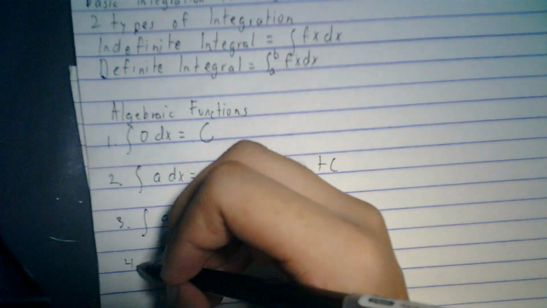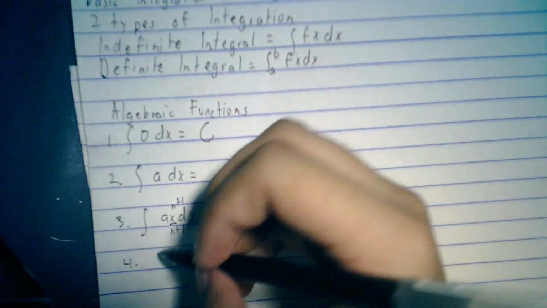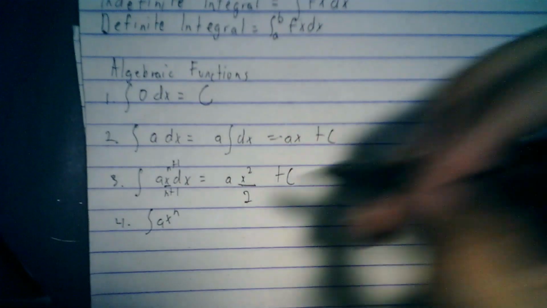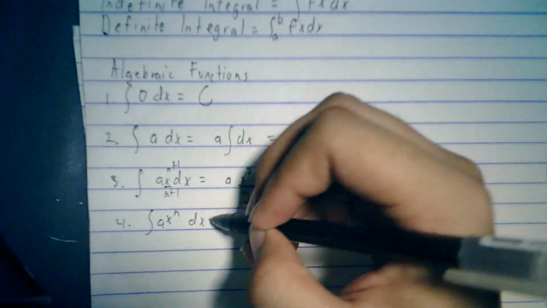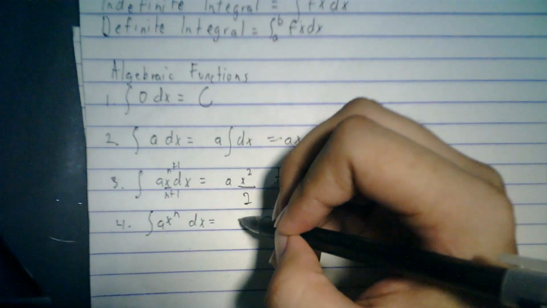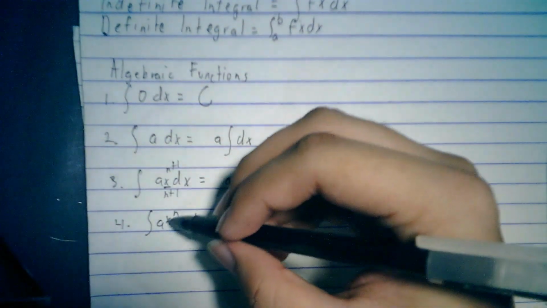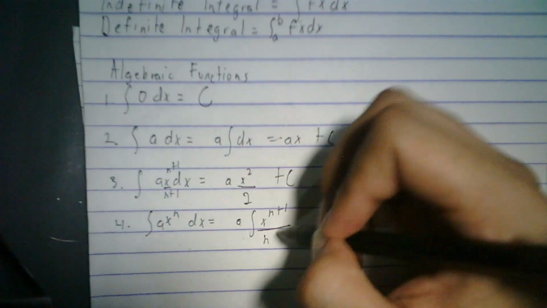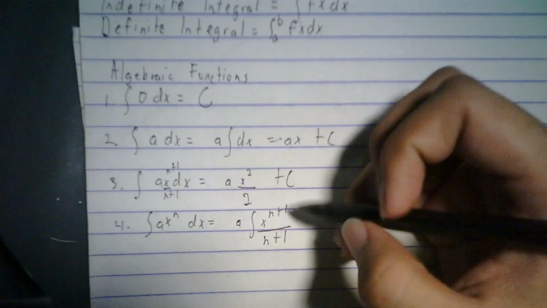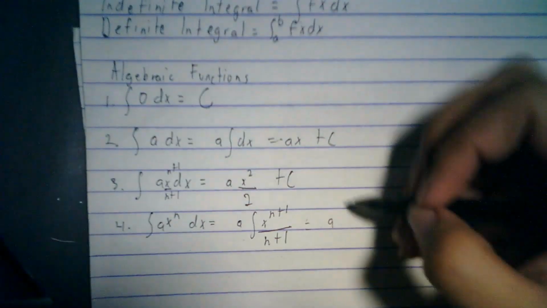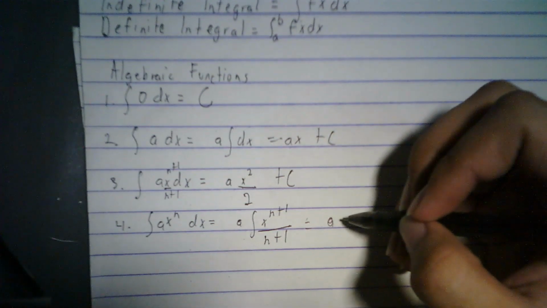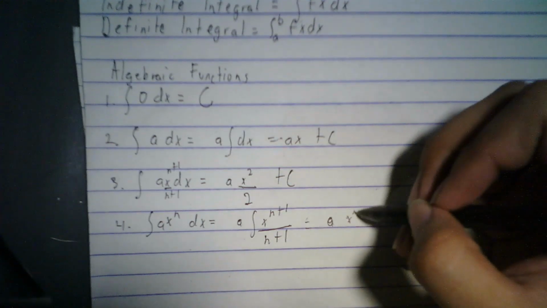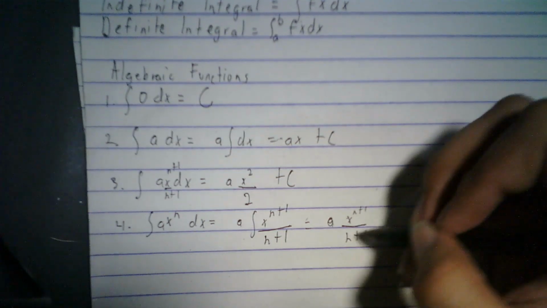Number 4, we have the integral of ax to the n dx. As I said earlier, we put a outside, the integral of x to the n plus 1 over n plus 1, and here's the exponent, guys, remember. This equals a times x to the n plus 1 over n plus 1, plus c.